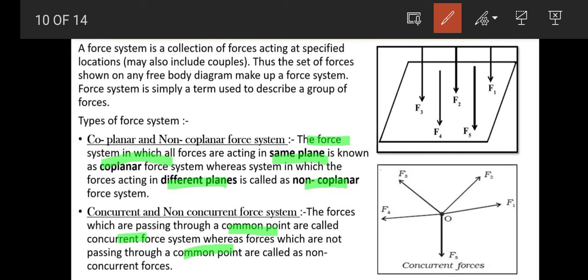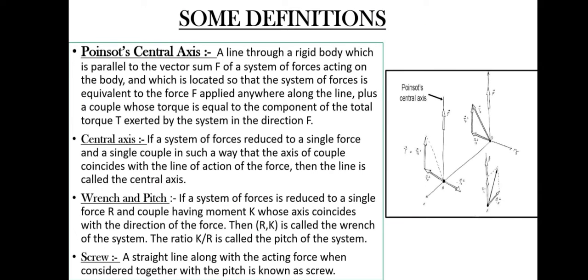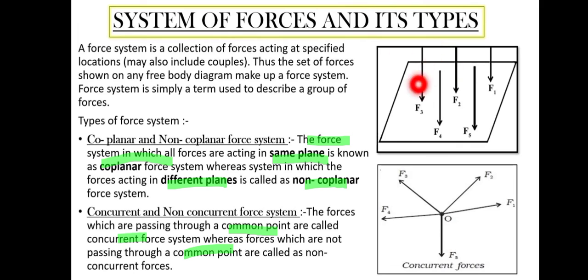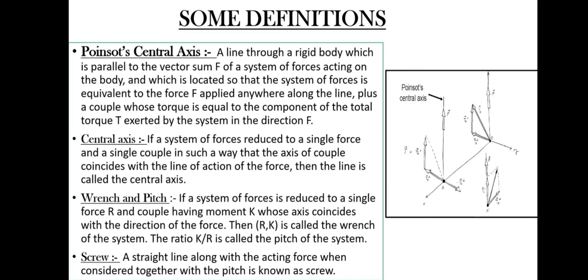That means the force system in which all forces are in the same plane is known as coplanar, and if they are not in the same plane, then they are known as non-coplanar. And if all those forces pass through a common point, then that is known as a concurrent force system, and if they do not pass through a common point, then it's a non-concurrent force system.